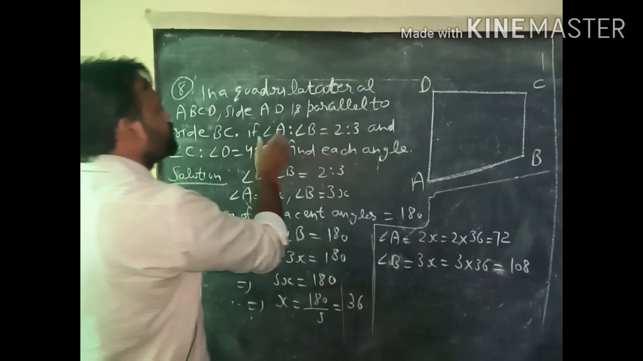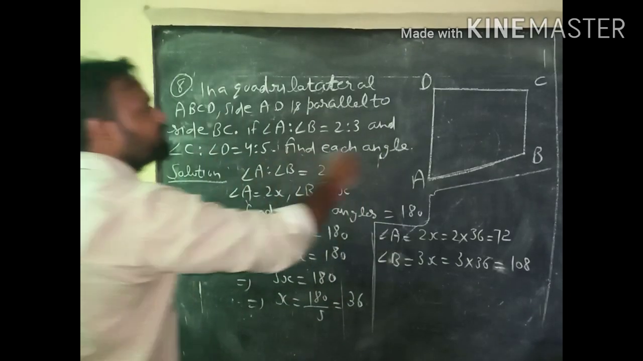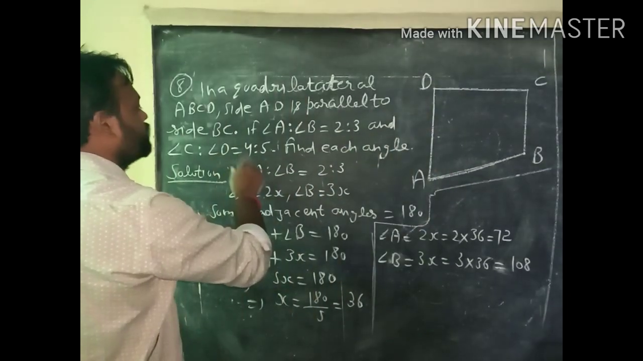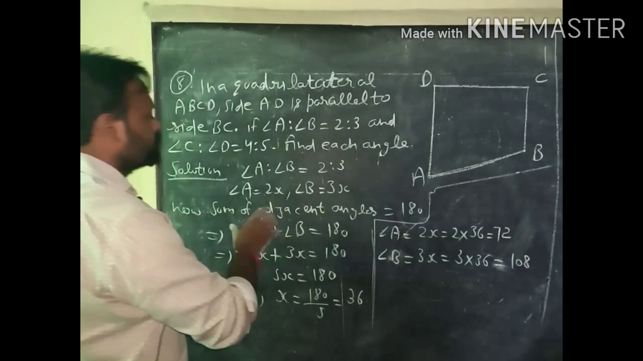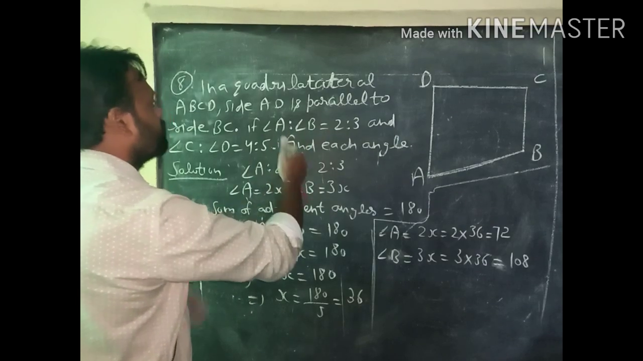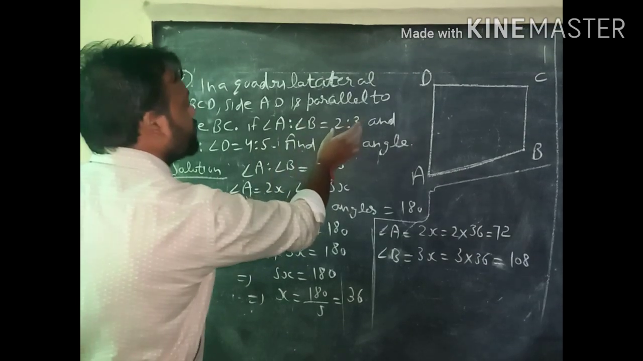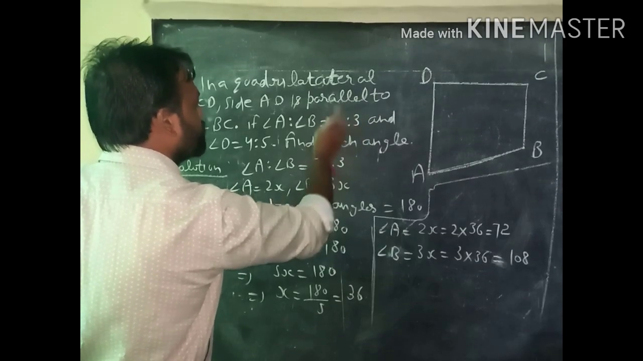And the ratio of the first two angles, angle A and angle B, is 2:3, and the ratio of angle C and D is 4:5. So find each angle. Now in this case, as I already explained to you, we can find the starting values of A and B by multiplying each value of this ratio with x.